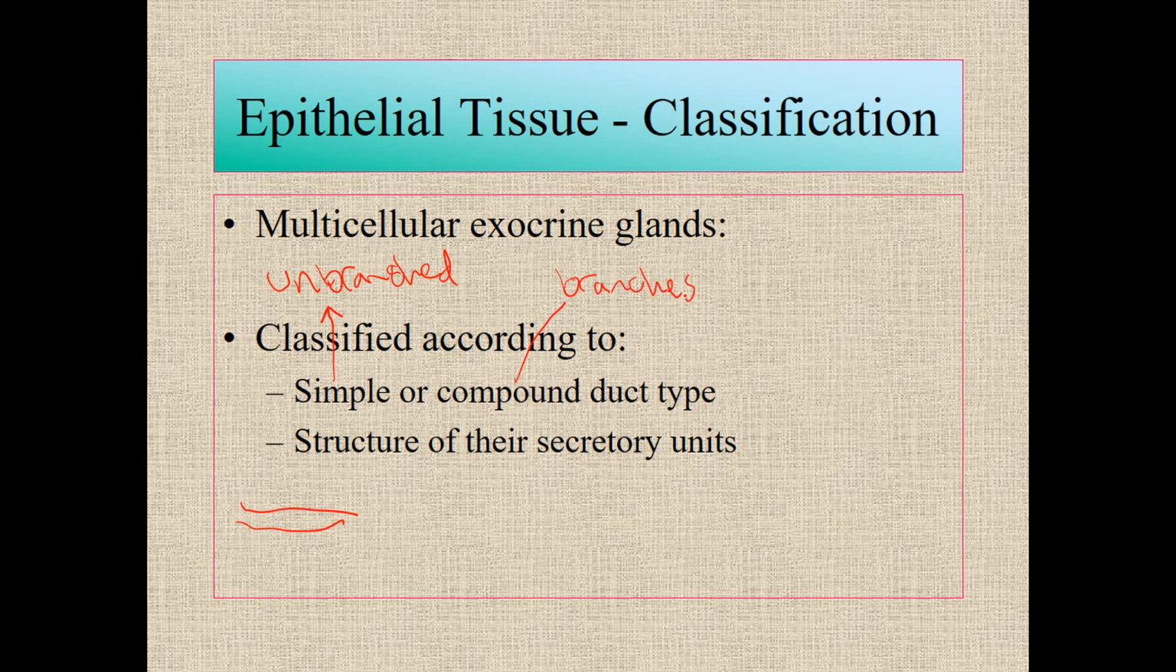That's where the textbook will further subdivide these into tubular, tubulo-alveolar. We're not getting into that. So for multicellular exocrine glands, because it's an exocrine gland, it has a duct. Is that duct branched or not? Simple or compound? And then we take a look at how they release their products.